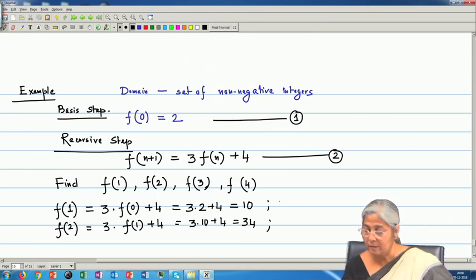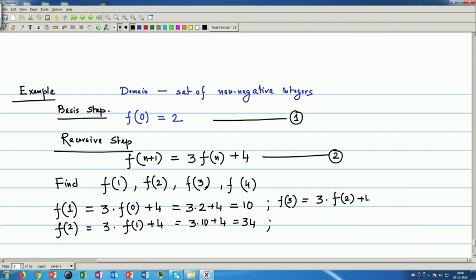Similarly, I can do f of 3, which is 3 f 2 plus 4, which is 3 into 34 plus 2, is 104. Then f 4 is 3 into f 3 plus 4, oh sorry, this should be 4, not 2, because my recursive step is 3 f n plus 4.